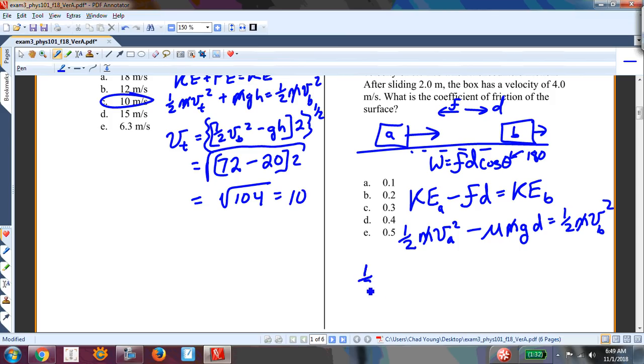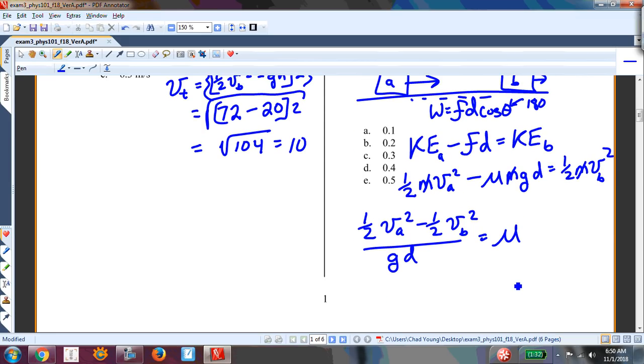It's going to be 1/2 v_A squared minus 1/2 v_B squared, divided by g times d. Let's just leave it like that, and that's going to equal mu. You might want to expand out that algebra a little bit, but in short, I moved this over to the right-hand side, adding it to both sides. I moved this over to the left-hand side, and then I divided through by g times d in order to get the value for mu.